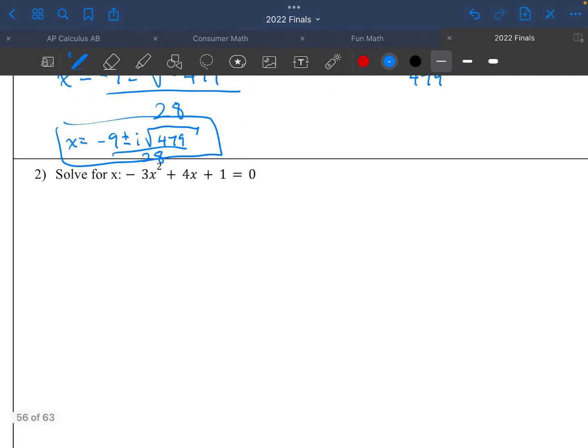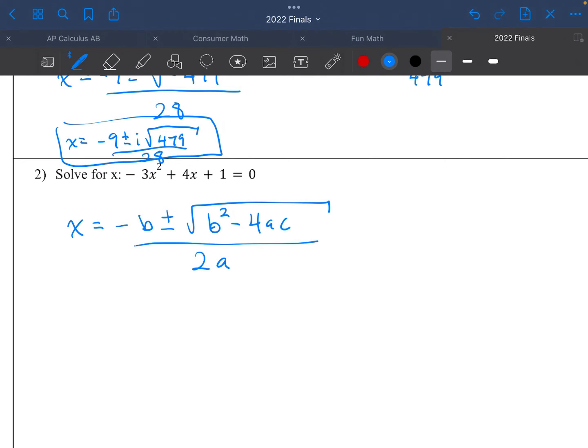I'm going to rewrite the quadratic formula. Another song coming your way. Here we go. x is equal to negative b plus or minus square root b squared minus 4ac all over 2a. And then we just got to figure out a, b, and c. Remember, a goes there, b goes there, c goes there. It always goes alphabetical. First, second, last: a, b, c.